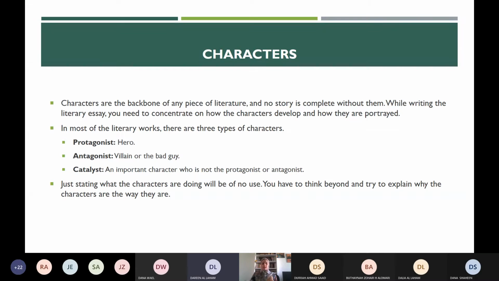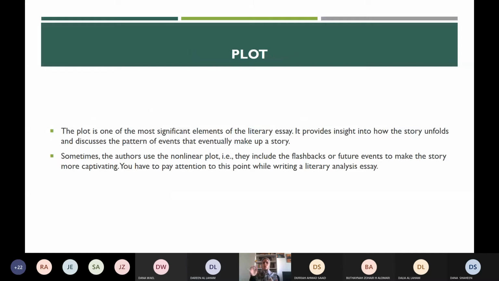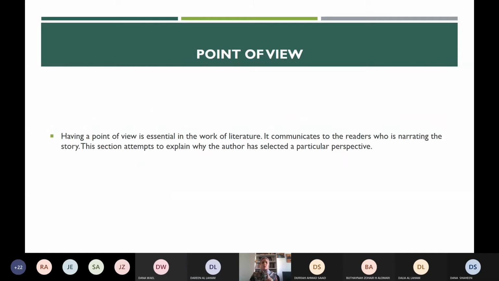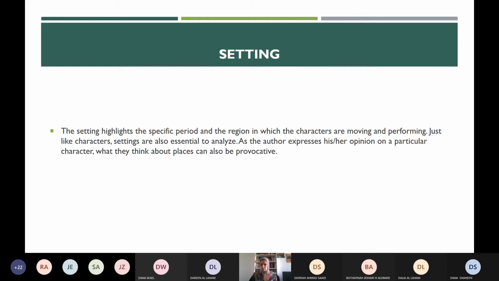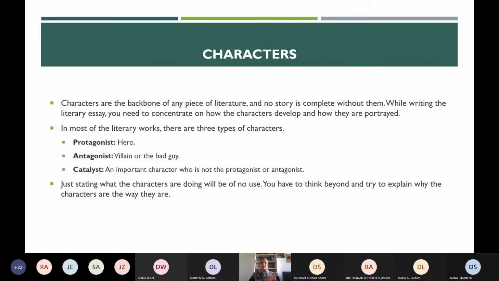So again, girls, you have to analyze the plot and mention the point of view. The narrator has told the story from which point of view, the setting, when and where, and the characters. You have to mention the development of the character. Was it a dynamic character or a static character?